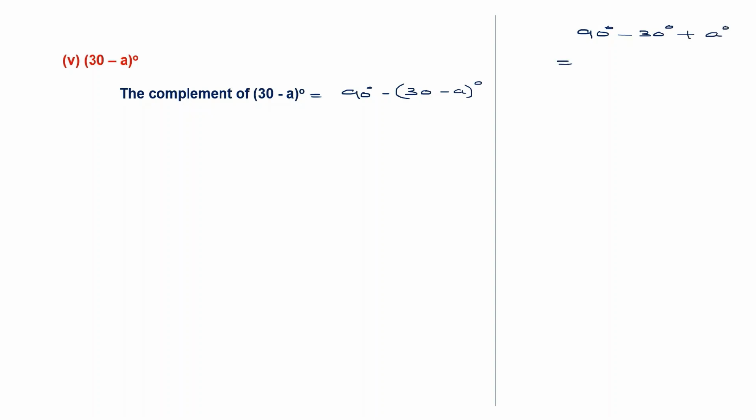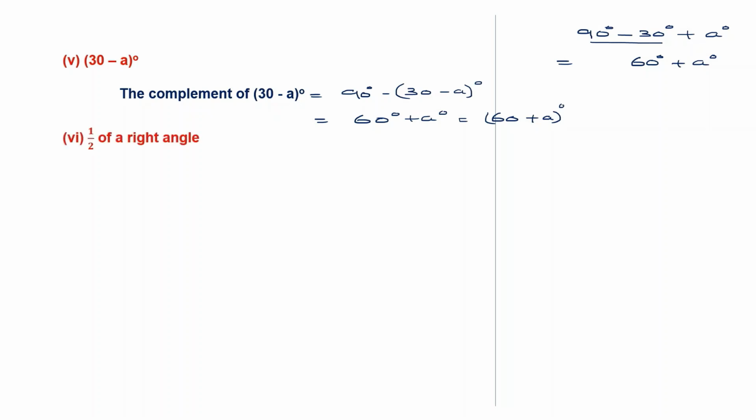So now 90 minus 30 is 60. 60 degrees plus 8 degrees. So what is the complement here? The complement will be 60 degrees plus 8 degrees, or we can also write it as (60 plus 8) in brackets and put the degrees above that.